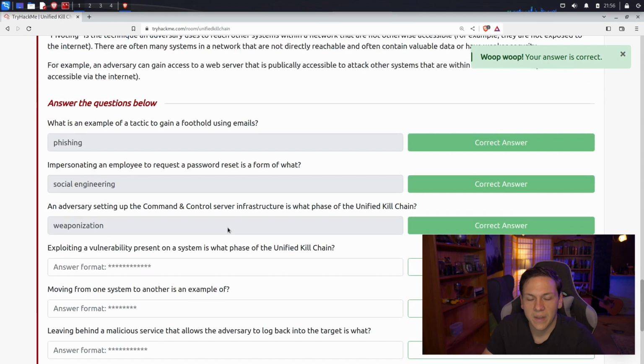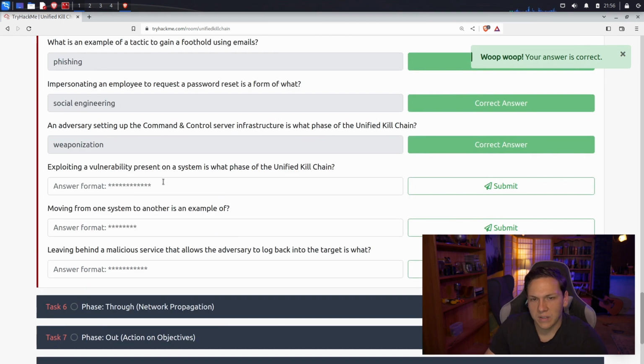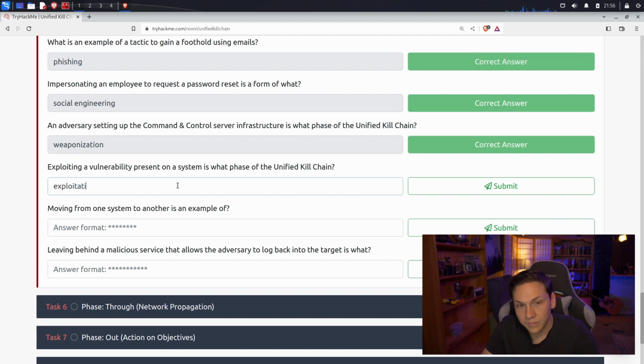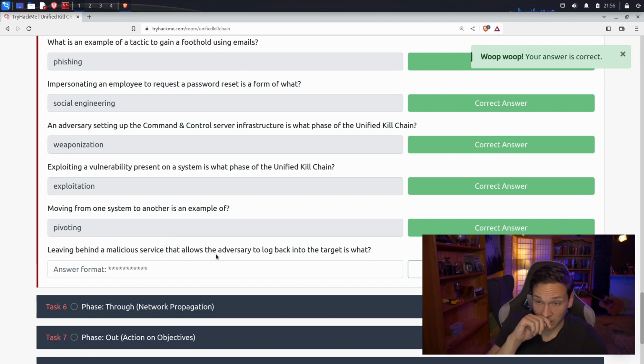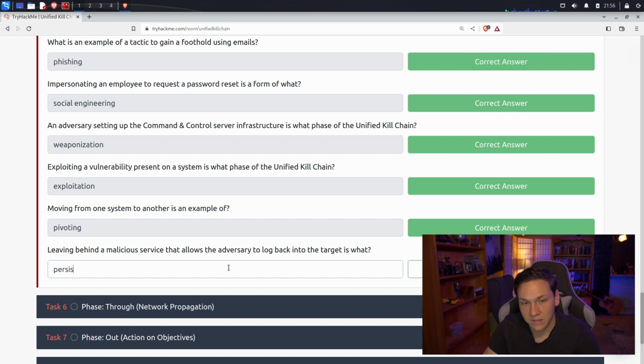It's weaponization. Exploiting a vulnerability present on a system is what phase? Exploitation. Moving from one system to another is an example of pivoting. Leaving behind a malicious service that allows the adversary to log back into the target is what? Persistence.